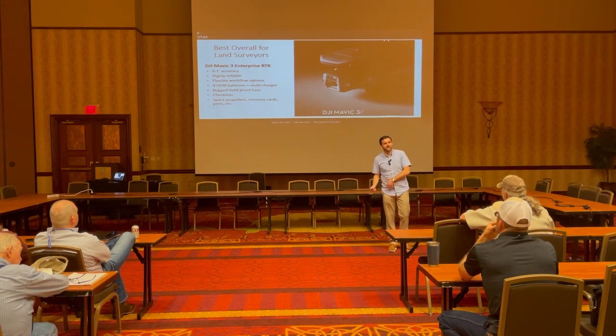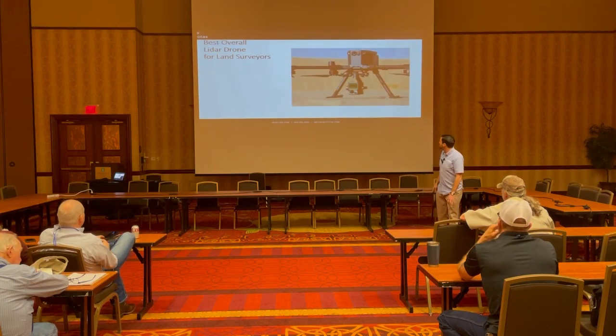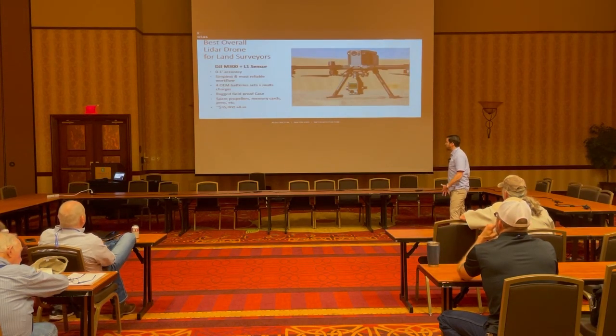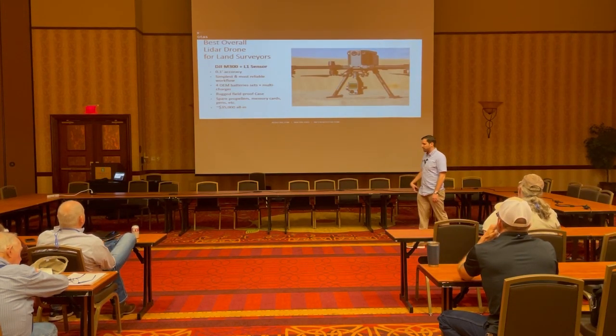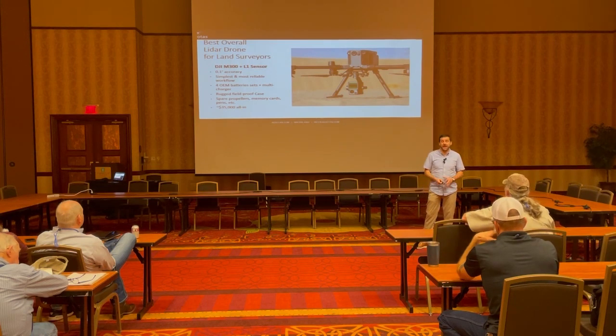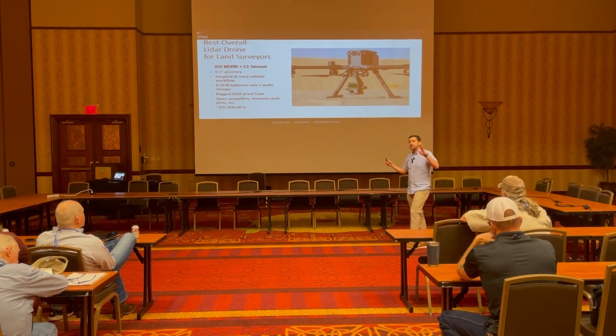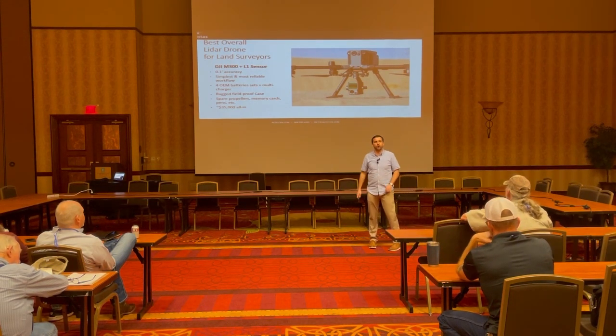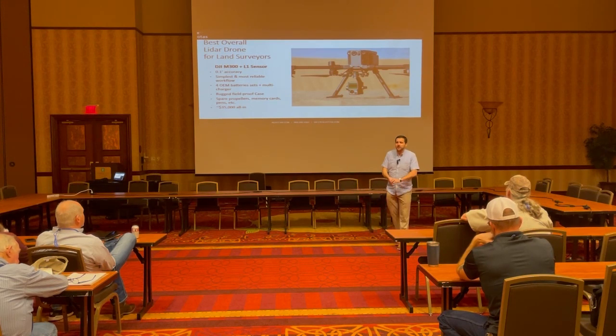Now, if you do, like I said, a lot of vegetation and topos in vegetated areas, then the best overall, our favorite, is going to be the DJI M300 with the L1 sensor. Those are our favorite drones. Those are the ones that we think, and what we actually see, lead to the most successful overall drone programs.